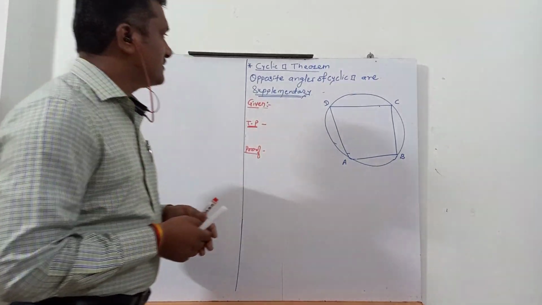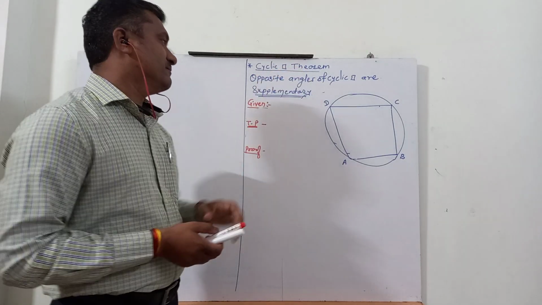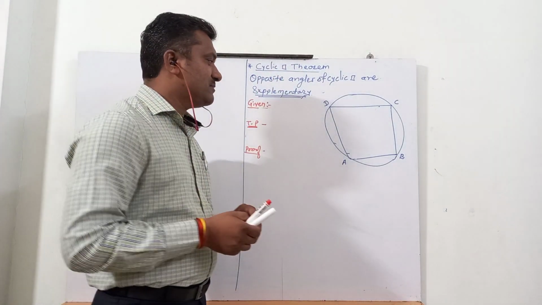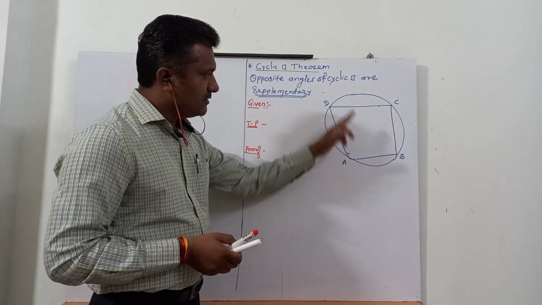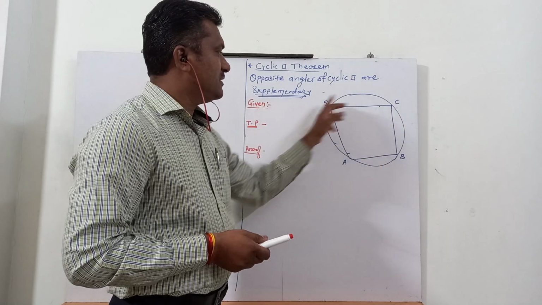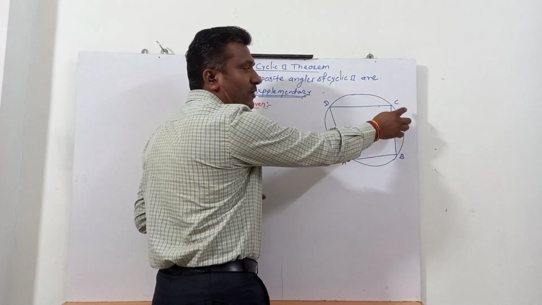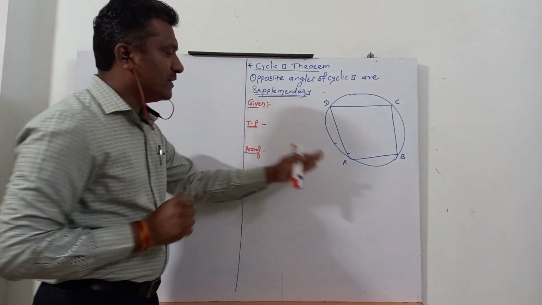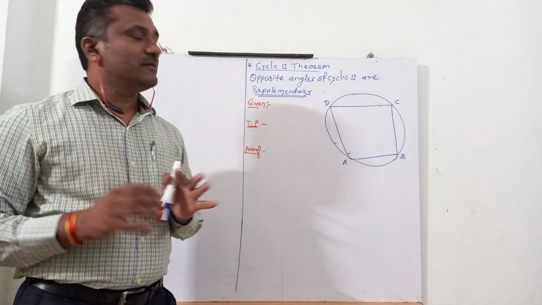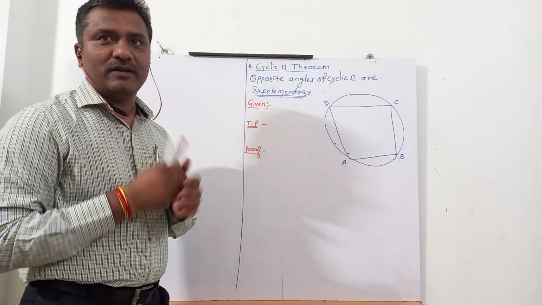Okay, good evening children. Today we are going to discuss the cyclic quadrilateral theorem. Before discussing this theorem, you need to understand what is meant by a cyclic quadrilateral. Here I have drawn one figure, this quadrilateral ABCD. If you see carefully, all four vertices of this quadrilateral, that is vertex A, B, C and D, are on the circle. That's why this quadrilateral is called a cyclic quadrilateral.